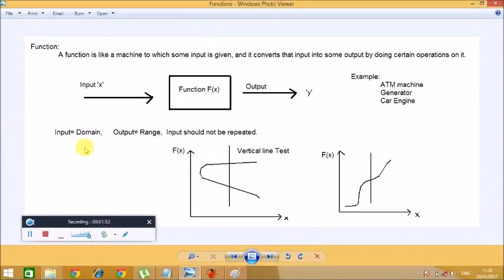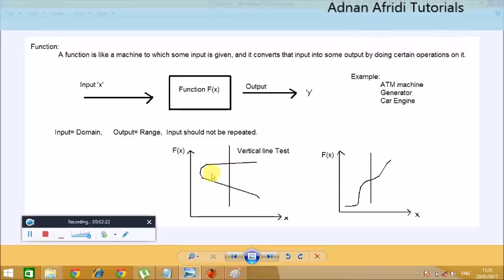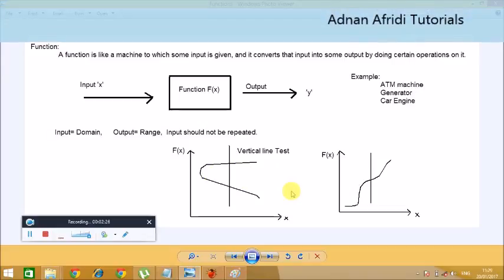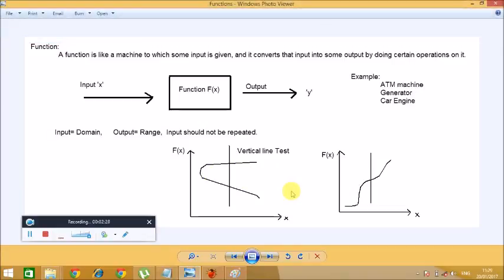The input values of a function are called the domain of the function, and the output values are called the range of the function. Now, one thing must be kept in mind about a function, that is, a relation will qualify as a function if its input values are not repeated. Now, to know whether a relation qualifies as a function or not, we use the vertical line test, where we draw a vertical line through the graph of the relation and then find out whether this vertical line intersects the graph at more than one point or not. If it does, then it will not be a function.